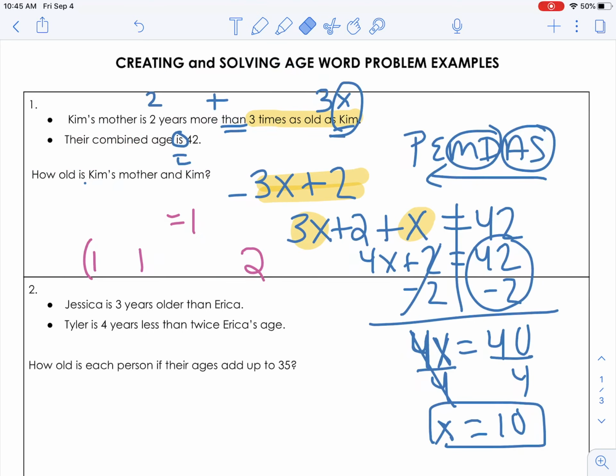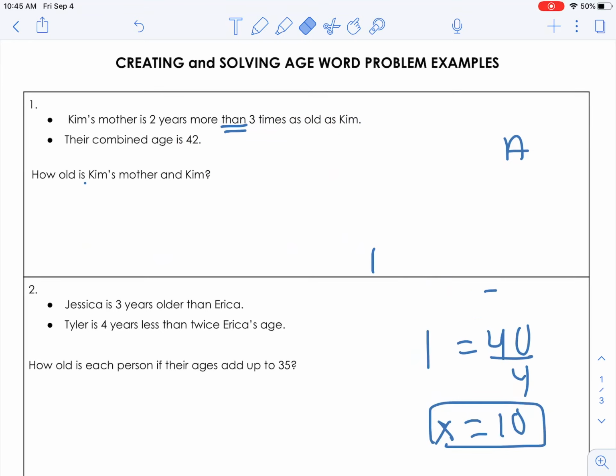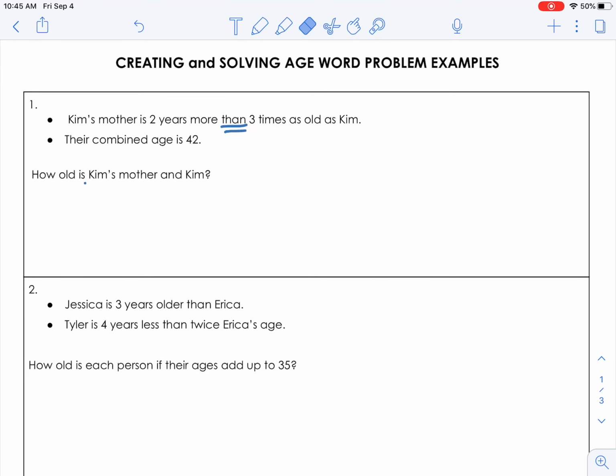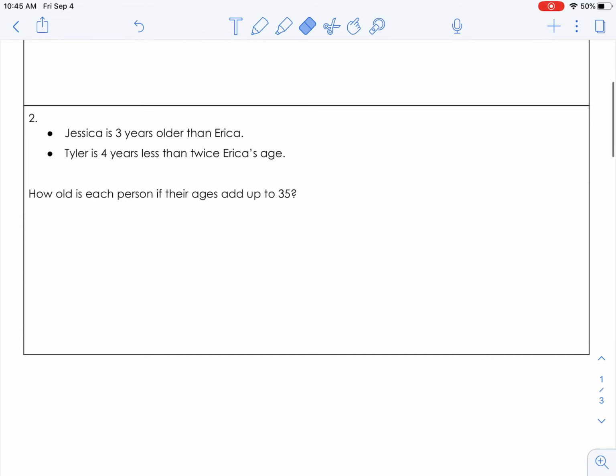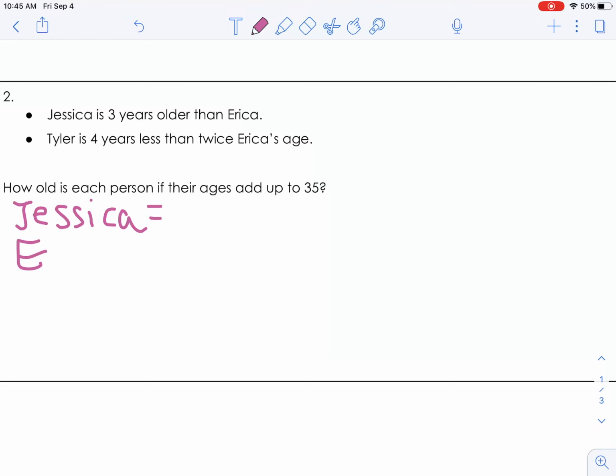Now let's look at example number 2. It's really similar. We're going to read this and translate into algebra to help us make our equation. So number 2 says, Jessica is 3 years older than Erica's. Tyler is 4 years less than twice Erica's age. How old is each person if their ages add up to 35? So I'm going to make a clue box just like in the last example of everyone that I'm dealing with. I have Jessica is mentioned, her age, Erica's age, and lastly Tyler's age.